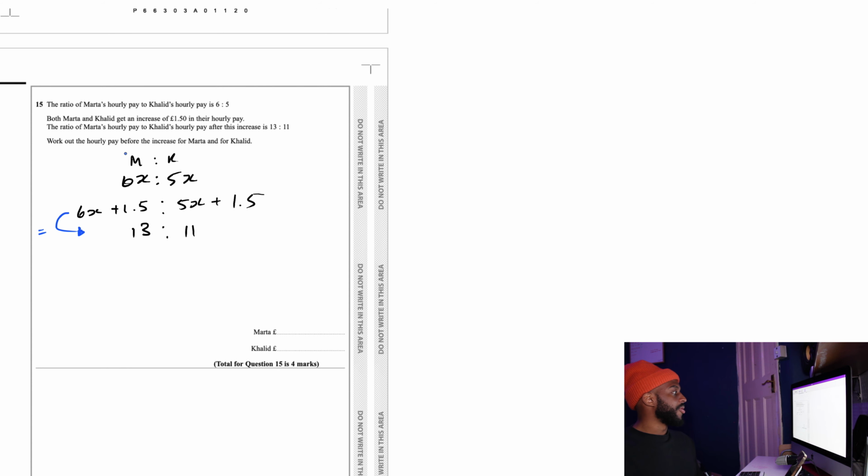Work out the hourly pay before the increase. Okay, so now we're going to use these ratios to find x and then sub it back into the original ratio. So as these are equal to each other, we can set up some fractions. So (6x + 1.5) divided by the other ratio is equal to 13 over 11. So we're just going to rearrange that to the following.